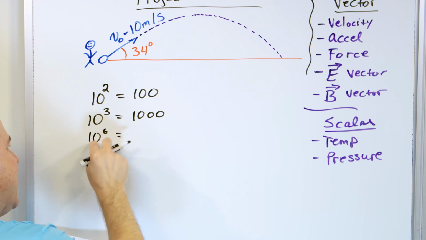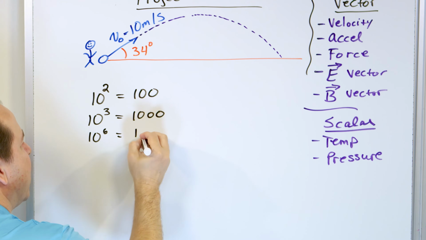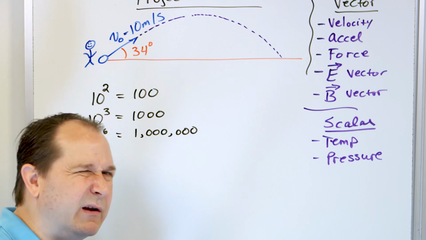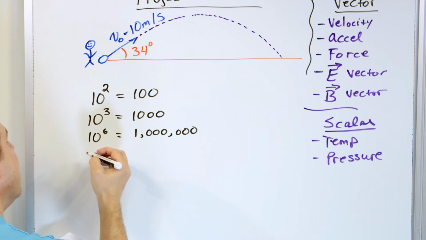That's 10 times 10 times 10 times 10 times 10 times 10, right? And that works out to 1 million. All right, is the electric force 1 million times stronger? No. It's much, much, much stronger than that. You see where I'm going with this.